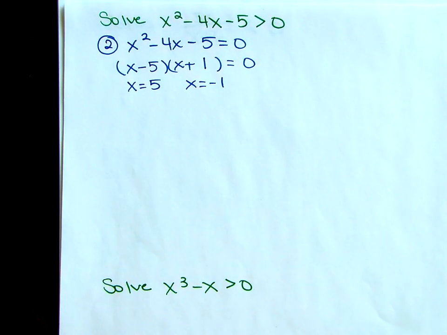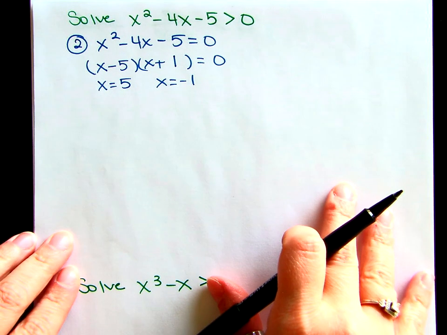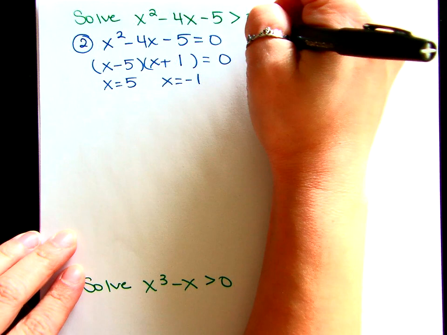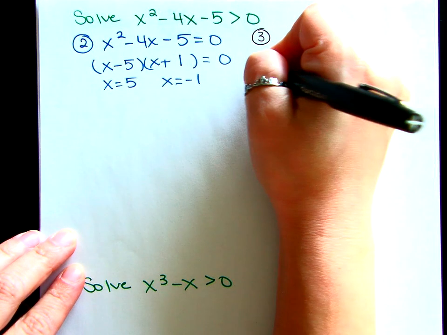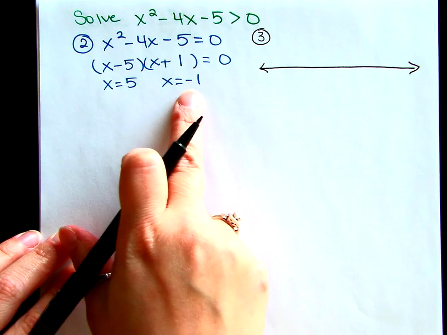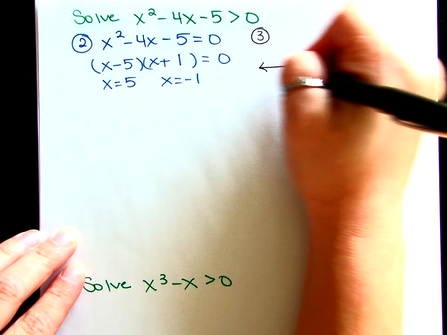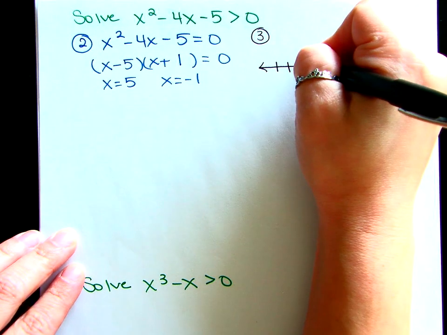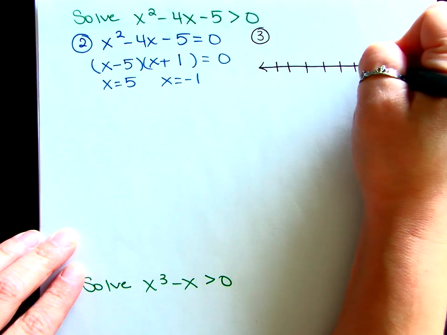And if we were solving our polynomial and it was an equation, we would be done. Those are our zeros. We're good to go. But this is an inequality, we're not done. These are our boundary points. So now I'm going to draw a number line. This is step 3. Draw a number line. I need -1 and 5 on there, so I'm going to go -3, -2, -1, 0, 1, 2, 3, 4, 5, 6.